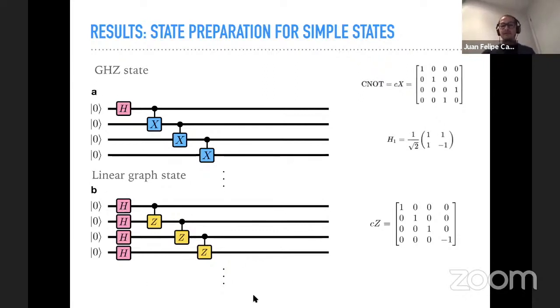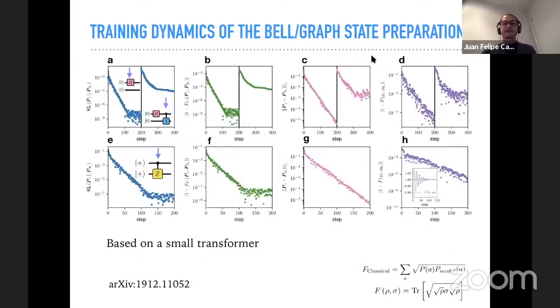And the same is true for this linear graph state. And they're both entangled states, meaning that we can simulate systems with entanglement. And this is the training dynamics for 2 qubits, the simplest example. And what we see is that the KL divergence goes exponentially fast to very small numbers, of the order of 10 to the minus 8.